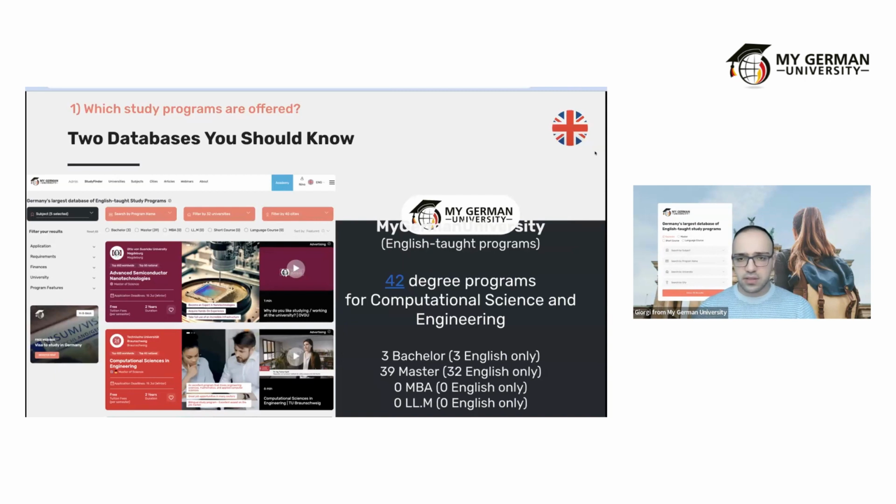There you will find the various programs related to computational science and engineering degrees on bachelor and master's level, and most of them will be in English only, meaning that for those particular programs, you will not need any knowledge of German to get into those programs and, in most cases, to successfully complete them.